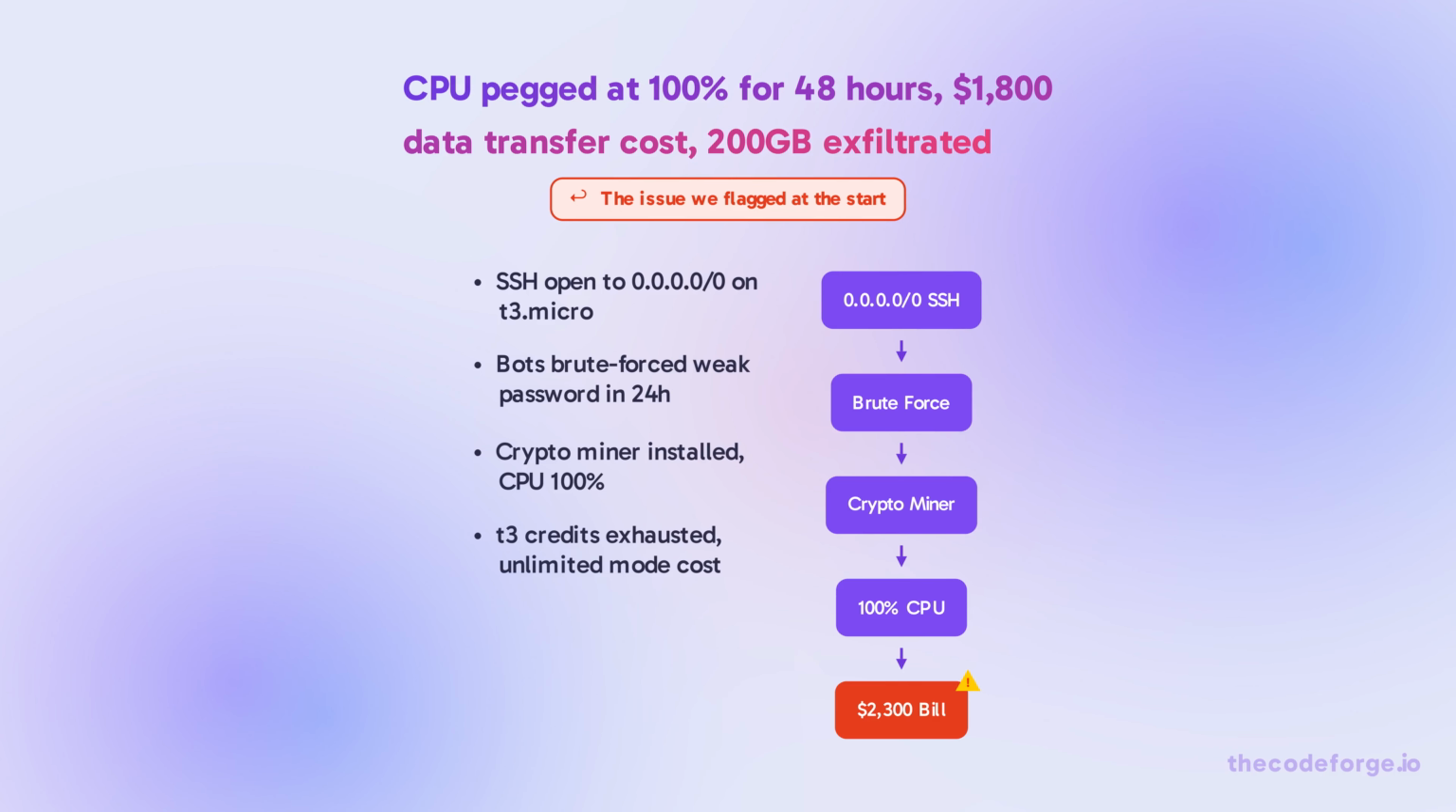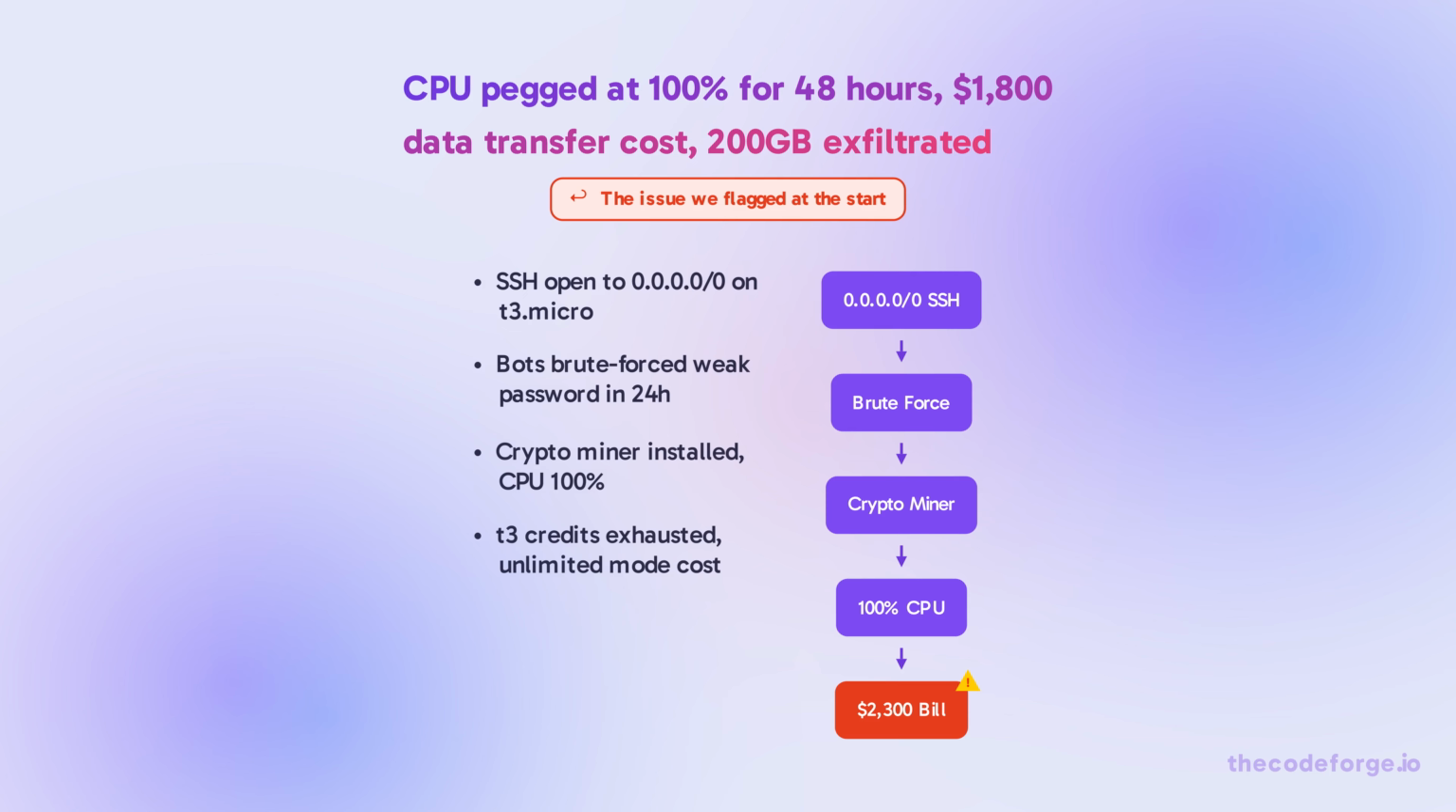This is the same issue we highlighted at the start. Here's exactly why that happened. The developer opened SSH to 0.0.0.0/0 for a quick test and forgot to revert. Bots scan the entire IPv4 space every 15 minutes. Within 24 hours, a crypto miner was installed.